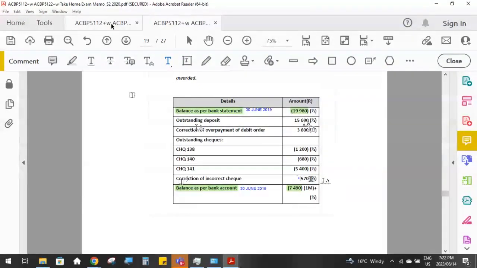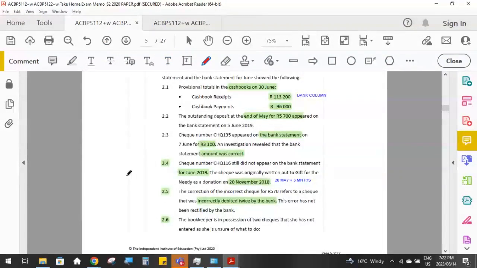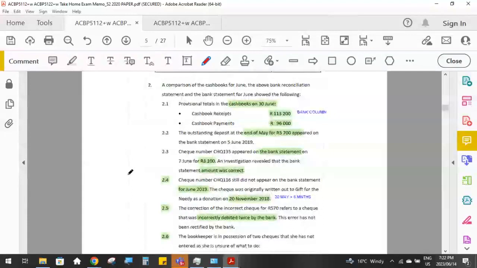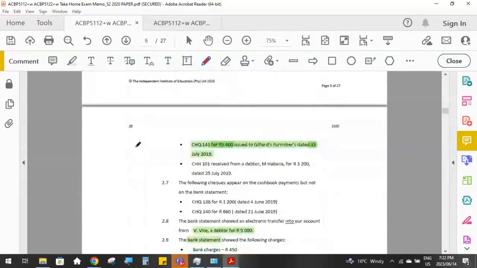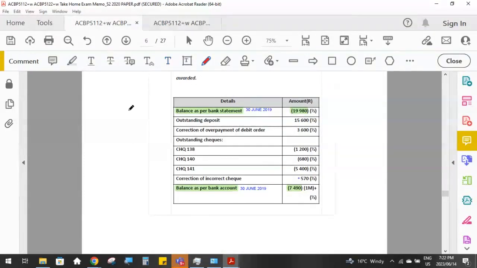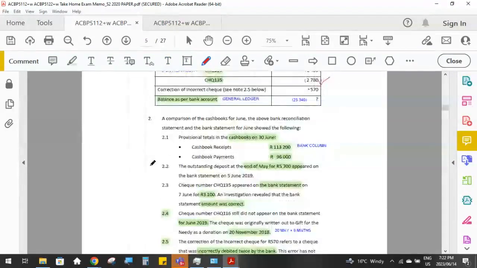Then there's a new outstanding deposit. Let's just find these totals. What is the amount I'm looking for? 15,600.